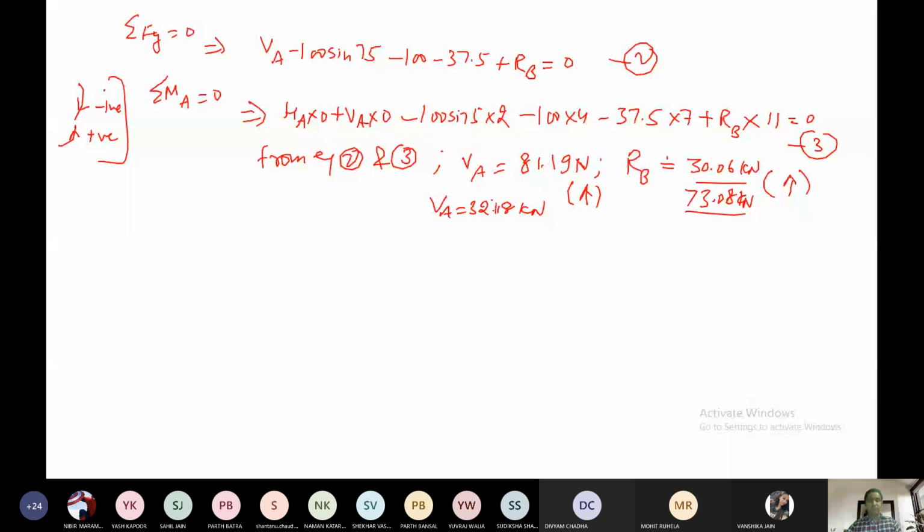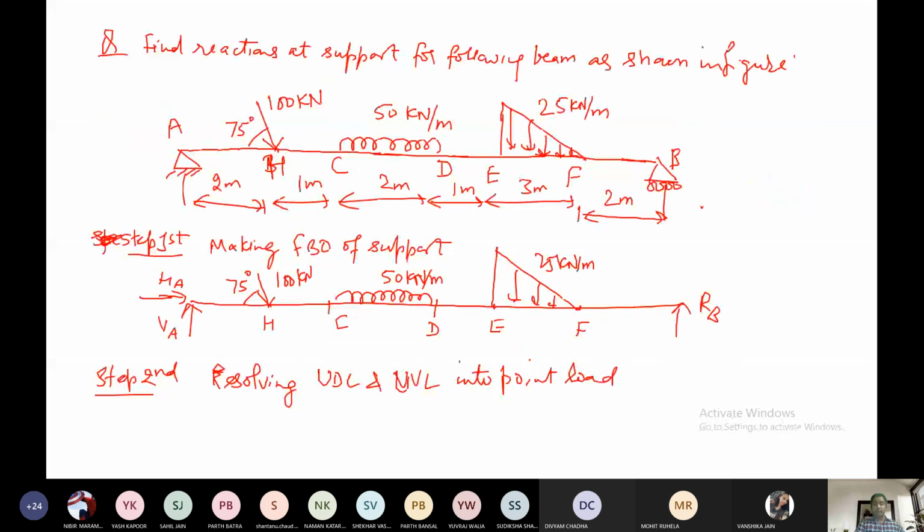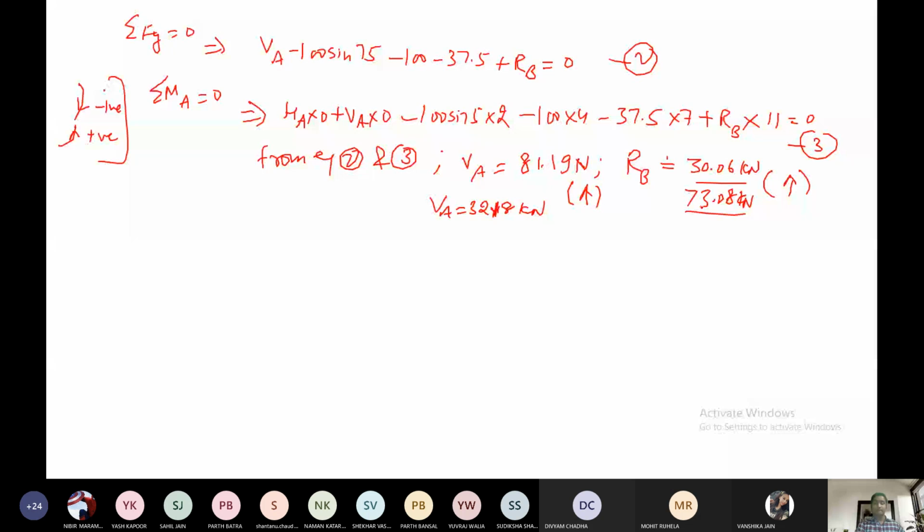Remaining students, please check once again whether you are getting the above value of VA or this below value, or RB what you are getting, because I have generated the question right now in front of you, so I don't have the answer of this question. But if you have applied the equations correctly, then just check your calculator part only, if there is any issue there or not. HA is fine, 25.88 for everyone.